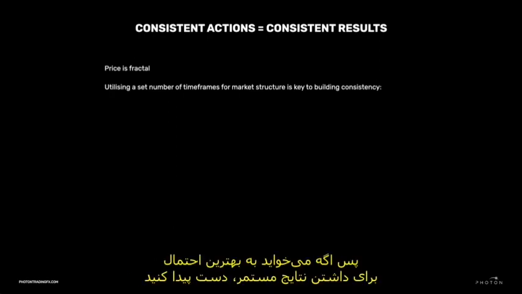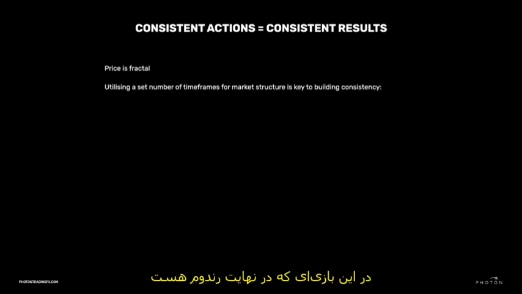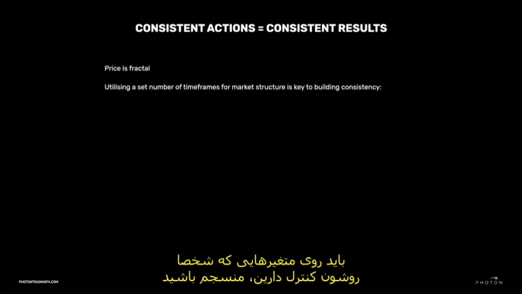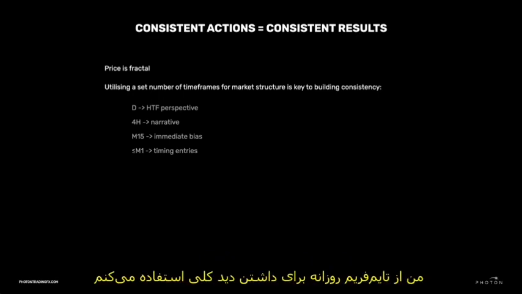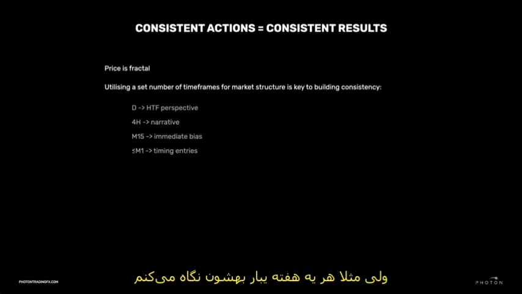So if you want the best possible chance of achieving consistent results in what is ultimately a random game, then you need to be consistent in the variables that you have personal control over. I'll give you a general example based on my own current personal trading style. I use the daily time frame to give me my overall higher time frame perspective. I will also look at the monthly and the weekly time frames, but only once a week really, because the price action and the market structure on those time frames are not really going to be changing that often.